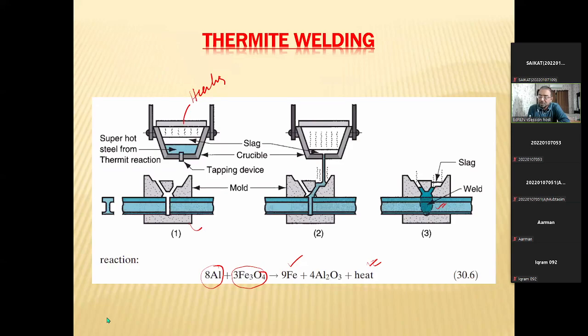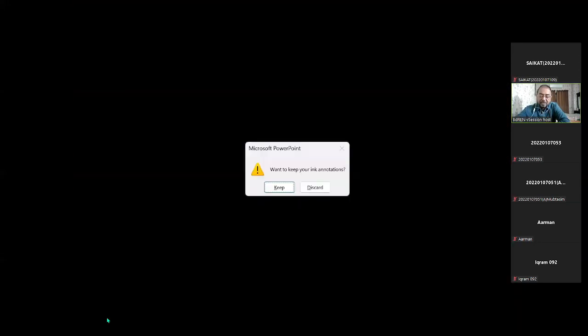So there will be some excess metal. This metal may be removed by using a grinding process. So that is the thermit welding process. So that's all.